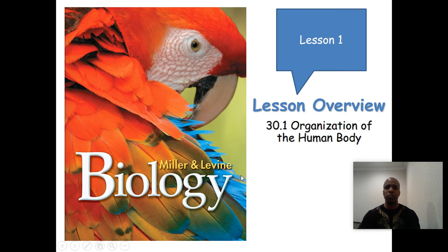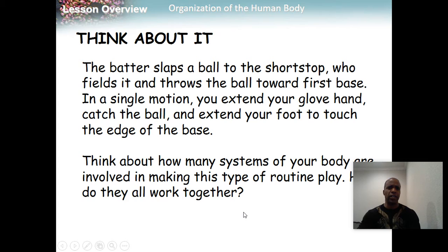Lesson number one. Think about it. The batter slaps the ball to the shortstop, who fields it and throws the ball towards first base. A single motion. You extend your glove hand, catch the ball, extend your foot to touch the edge of the base. Think about how many systems in your body are involved making that routine type of play. How do they all work together?